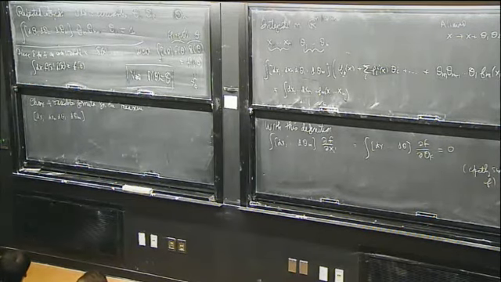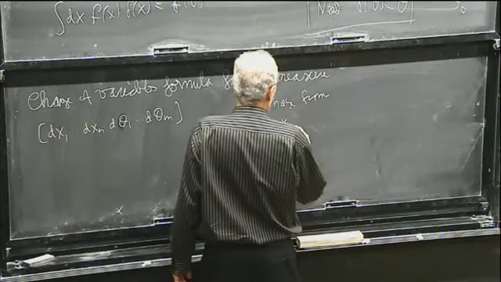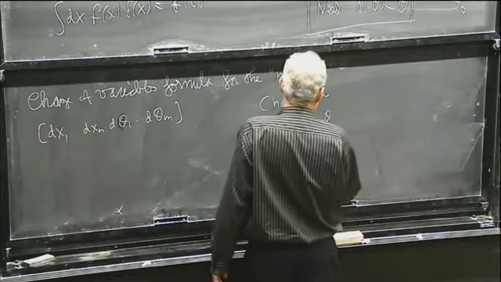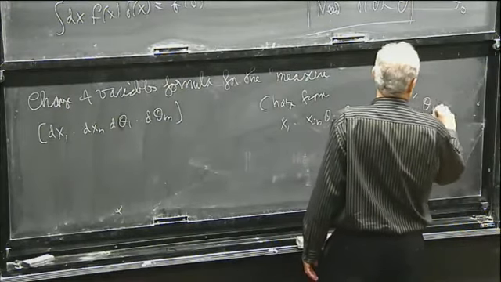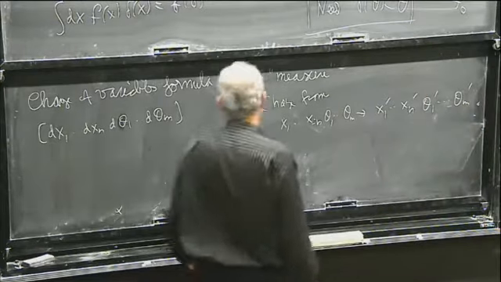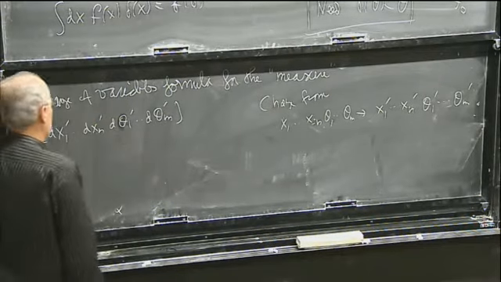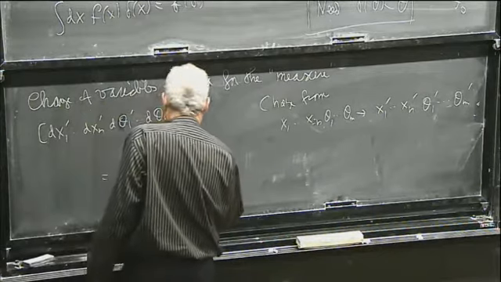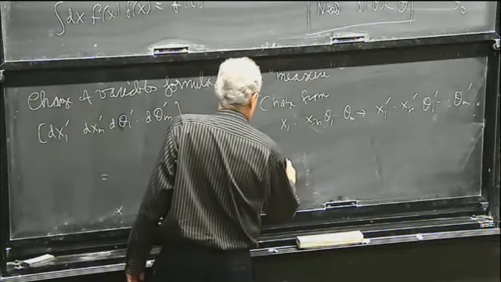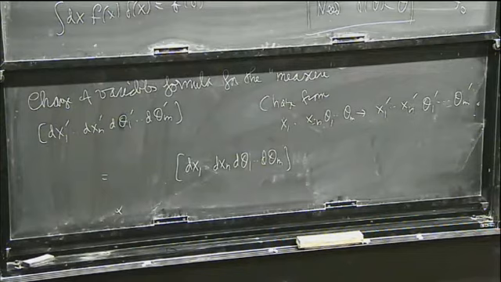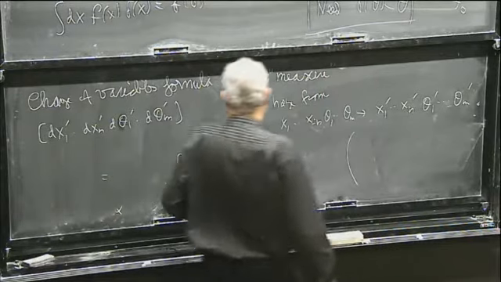But suppose we consider a change of variables from x1 up to xm, and from x and theta to some new variables, x1 prime and theta 1 and the theta primes. So we want a formula relating the measure in terms of the new variables to the measure in terms of the old variables. Well, for this, there are two cases that you're familiar with.